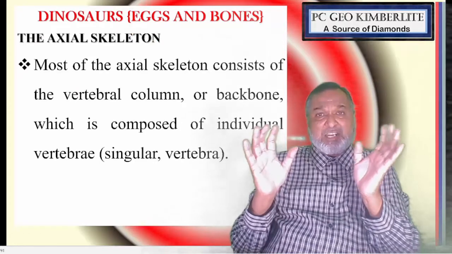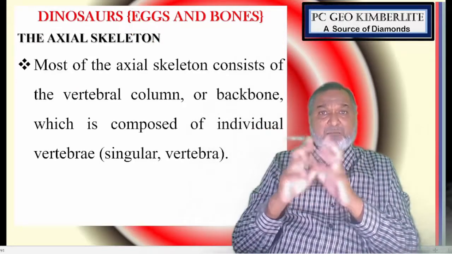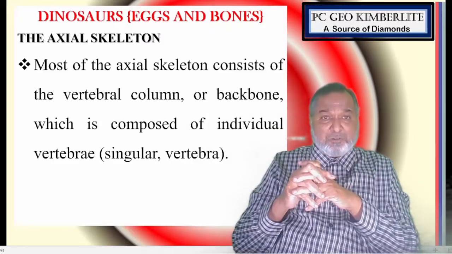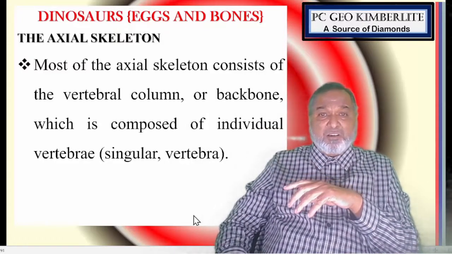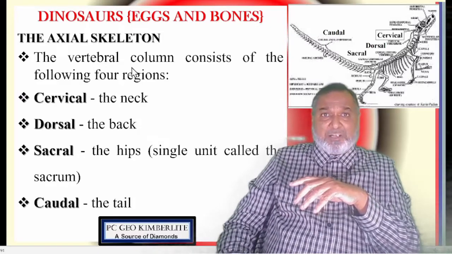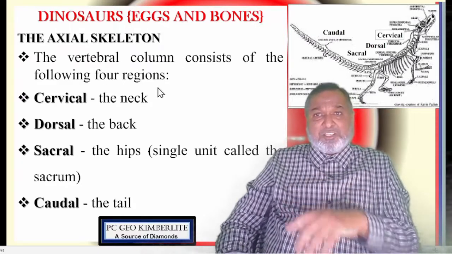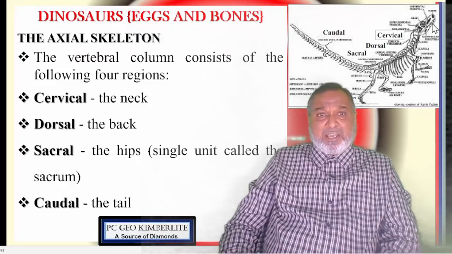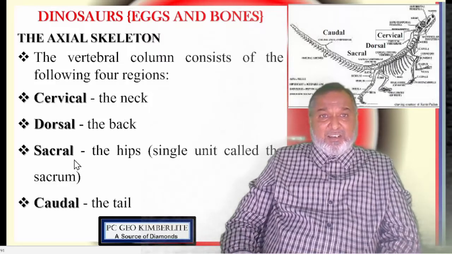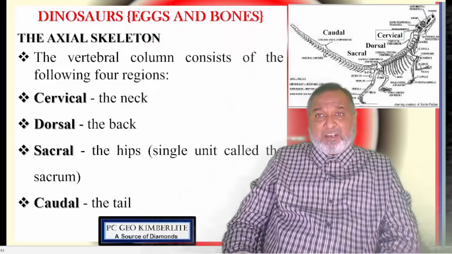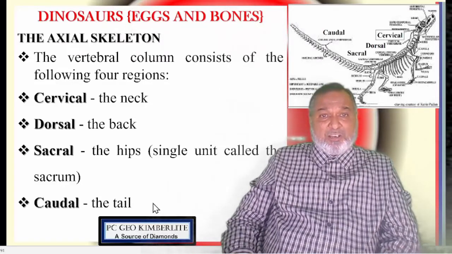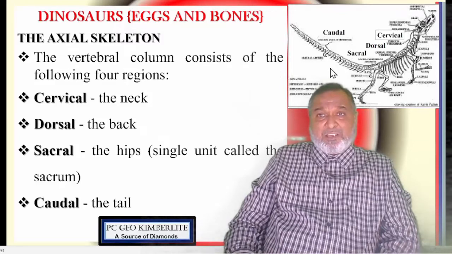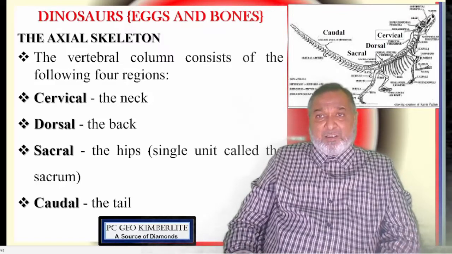Most of the axial skeleton consists of the vertebral column, the backbone, which is composed of individual vertebrae, or a singular vertebra. The vertebral column consists of the following four regions. You can see cervical, that is the neck part. Then the dorsal, that is the back part. The sacral, that is the hips. And the caudal is the tail. So this is the caudal which is given here. So here we have cervical, dorsal, sacral and caudal.